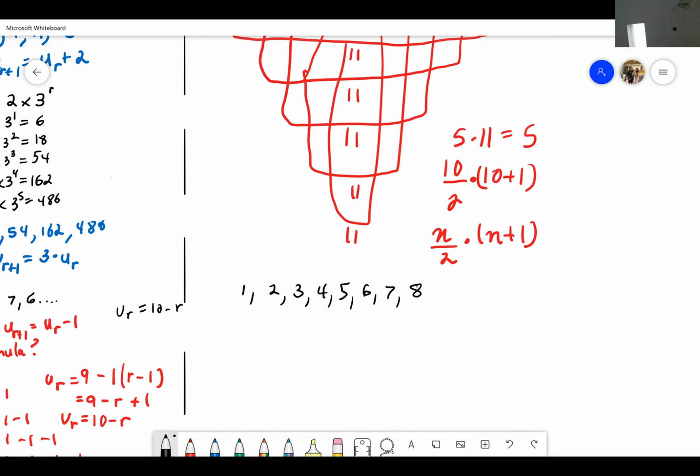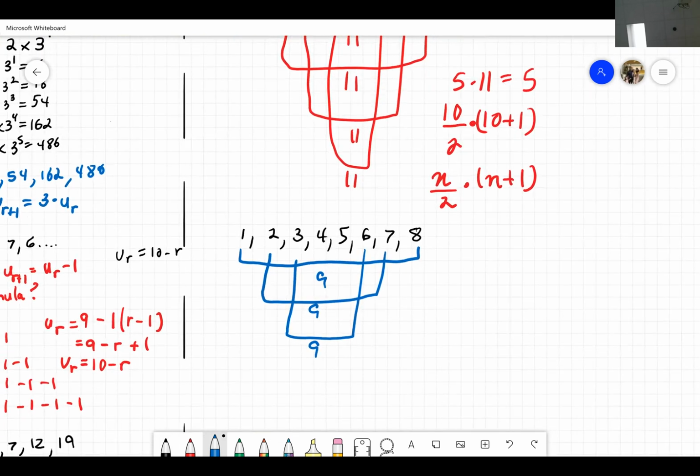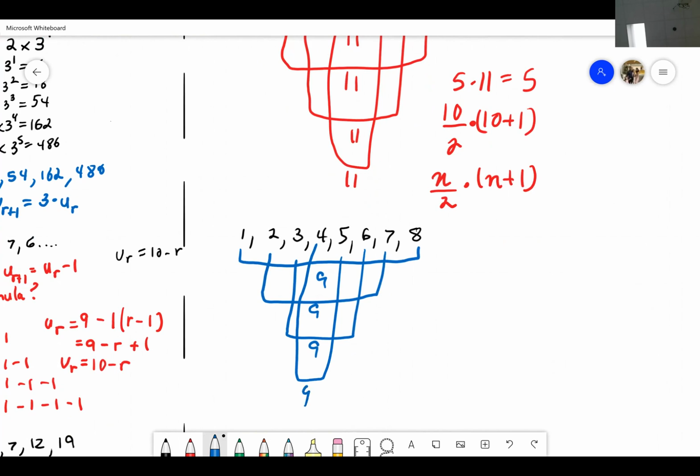So let me go ahead and verify that. If we take 8 plus 1, we have 9. 7 plus 2, we have 9. 6 plus 3, we have 9. And 5 plus 4, we have 9. So it's 36, right?